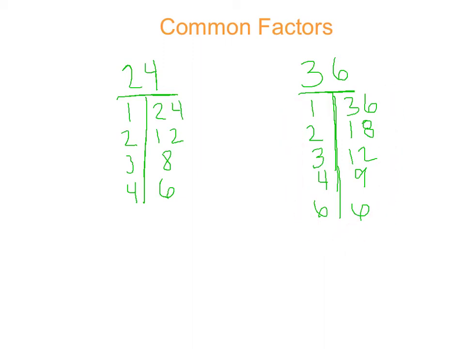Okay, so we have all the factors of 24, all the factors of 36, but we are looking for common factors, things that they have in common with each other. So let me pick a different color.